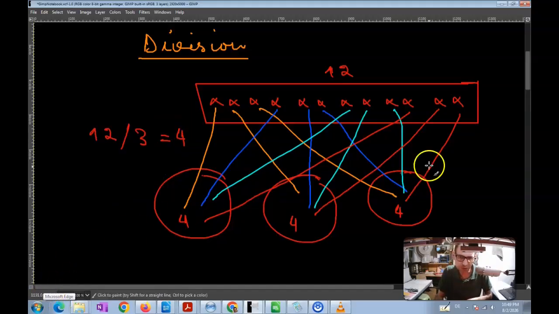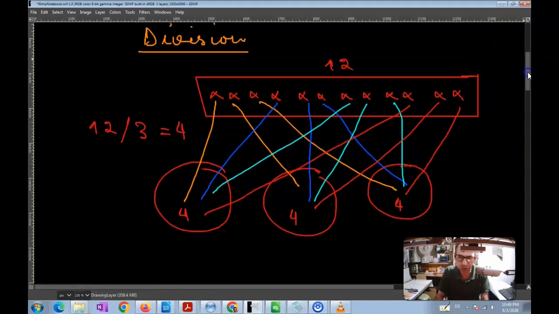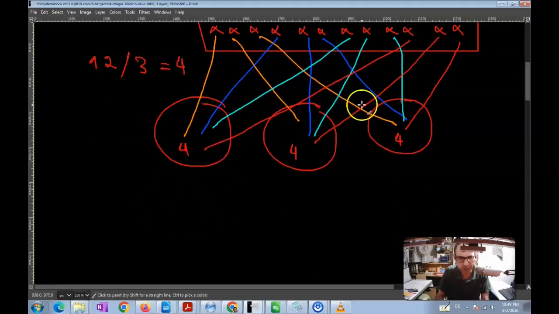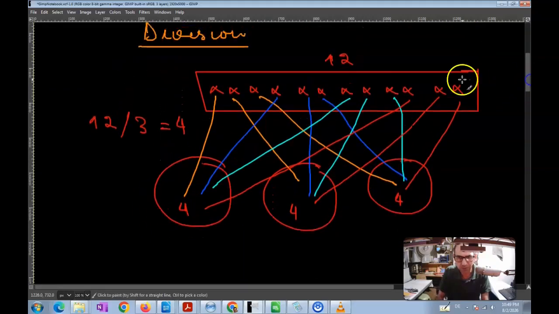Now, of course, it's going to be very time consuming if you were to do all of your divisions this way using this model. For example, now you have 12 objects here, 3 groups, so this is easy. This wouldn't take much time.